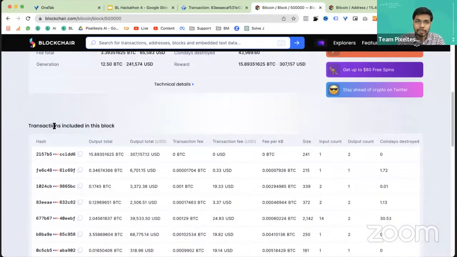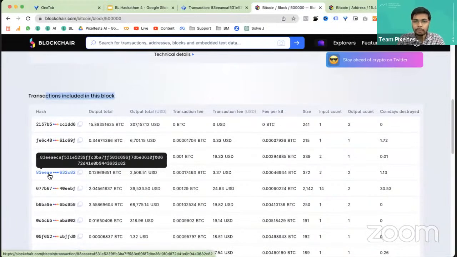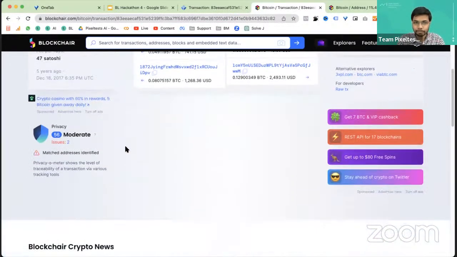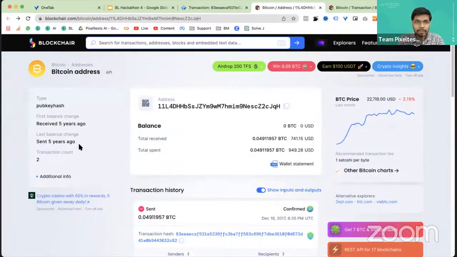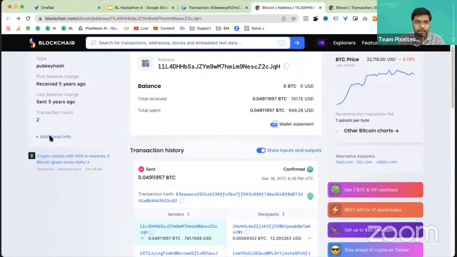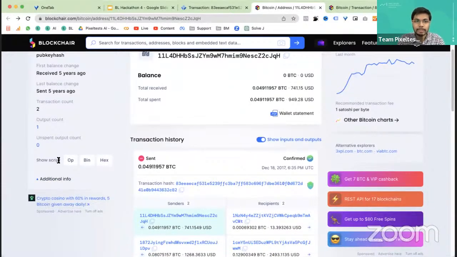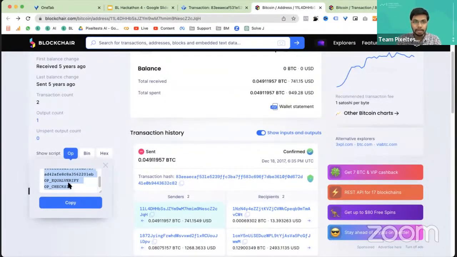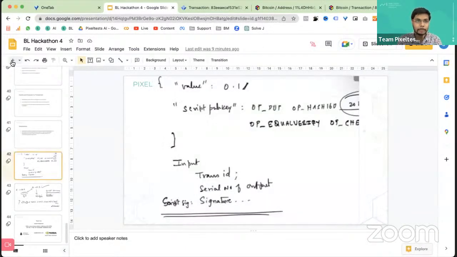But the rest of the information, like the transactions included in the block, is also the same, right? So you can open the same block's transactions and see more data. The reason we are using another link here is because we wanted additional data. Now, when I open any particular transaction here, you can see that it has something called show script. I'm going to copy this and also put it up here for ease of viewing.